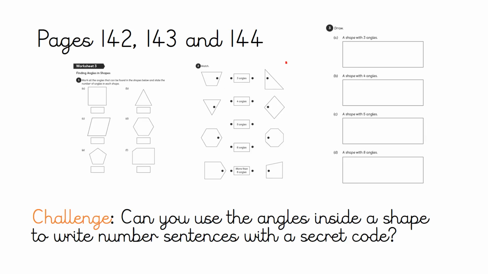In your workbook today, you're going to start on page 142. Here you need to mark the angles that can be found in the shape and then write underneath how many angles there were. On page 143, you need to work out how many angles are in each shape and then join it up to the correct amount. Finally, on page 144, you need to draw shapes with angles. Here you need to draw a shape with 3 angles, with 4 angles, with 5 angles, and one with 8 angles.